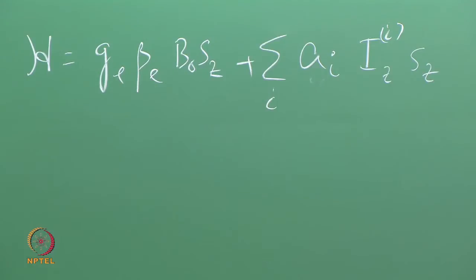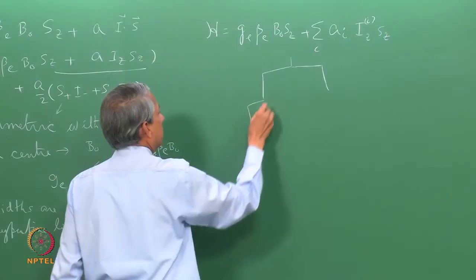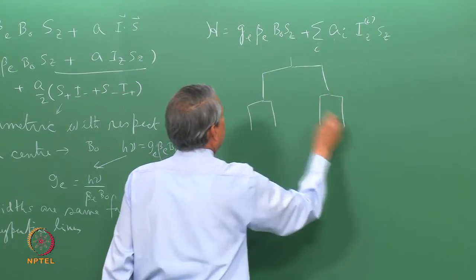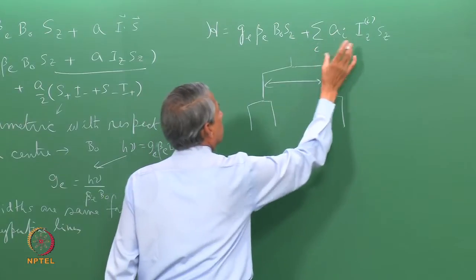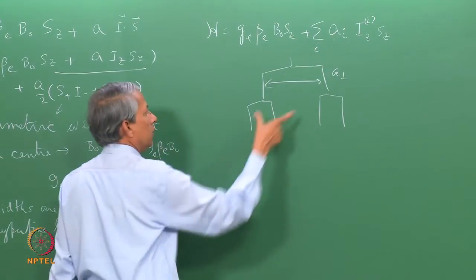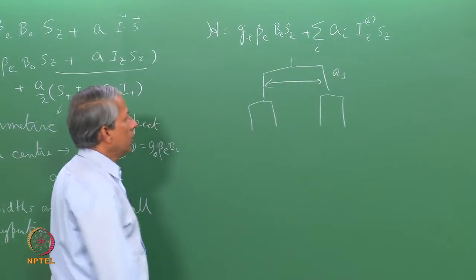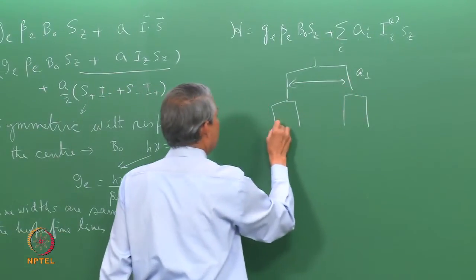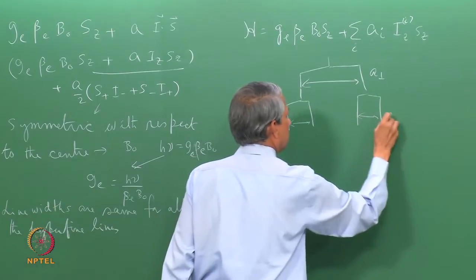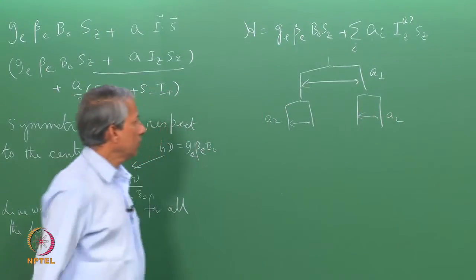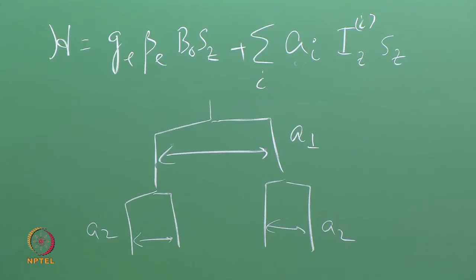For example, the splitting I have shown many times that this could be split in this fashion, and this could be, let us say A1, which is the bigger splitting, and I have only one spin half nucleus. So, this is split into two. There could be another one, A2, which is another spin half nucleus which is also causing splitting. That way we can analyze the spectrum.